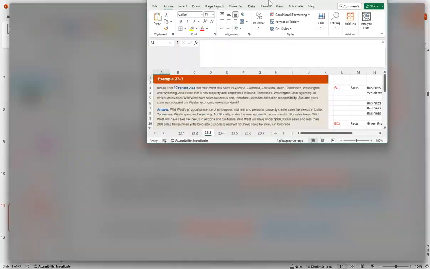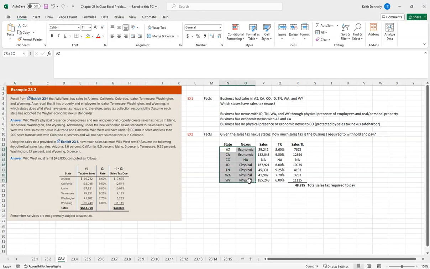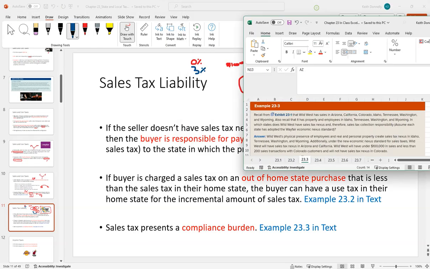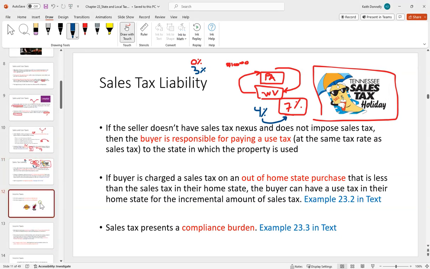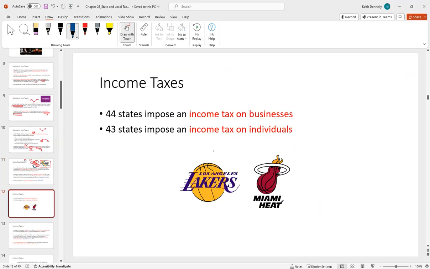So one of the things here is this creates a headache, right? You can see that businesses don't operate just in one state. So they're going to now have nexus with all these different states. They're going to have to withhold sales tax. It becomes a compliance burden, a lot of paperwork, a lot of headache.